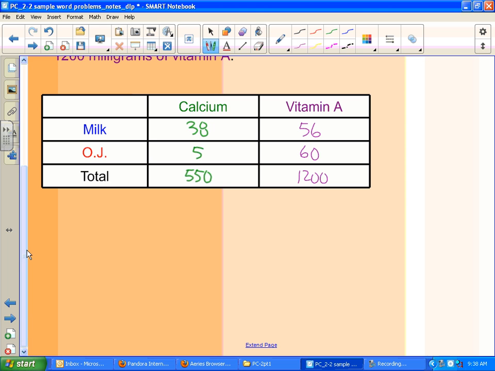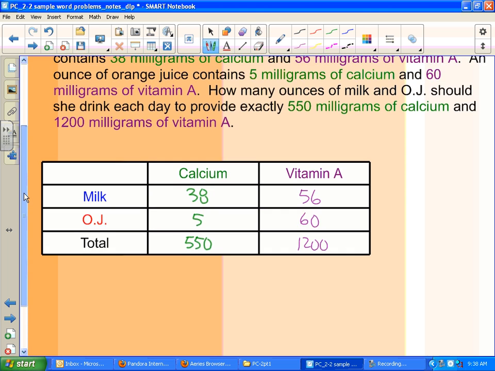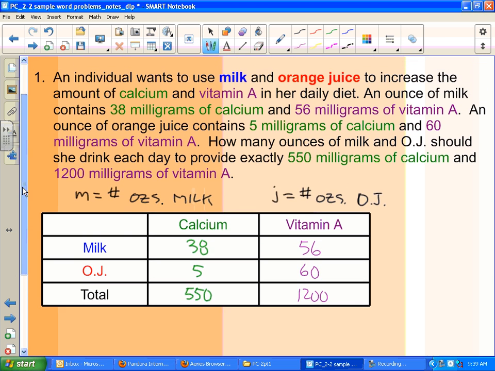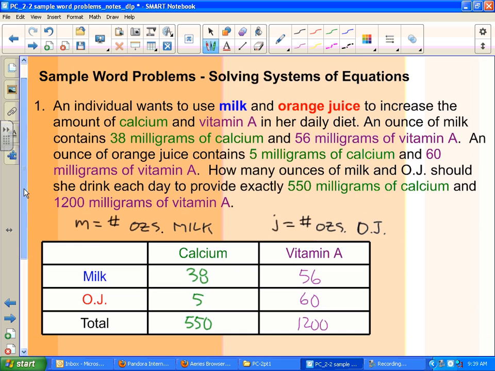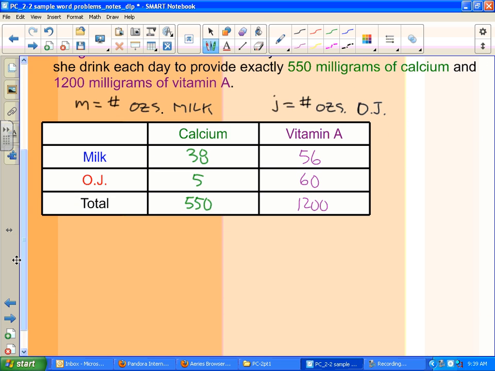Oh, wait. We must first define our variables. So we're going to let M equal the number of ounces for milk. And then we said J, the number of ounces for orange juice. Remember, define the variables. Definitely need that when we're writing these equations. Okay.